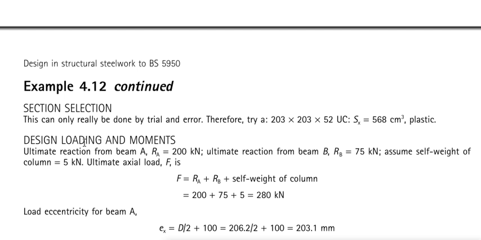So from here we move to the loading process. We have to get the axial load on the columns. We have one from column A and the other from column B with their specific loads. Then 5 kilonewton is picked as the self weight of the column. So when we do our computation, we add this, and we have 280 kilonewton as the axial force.